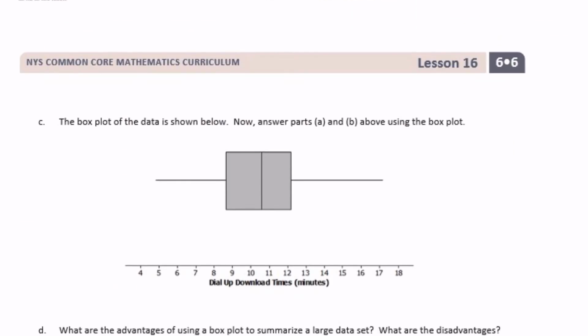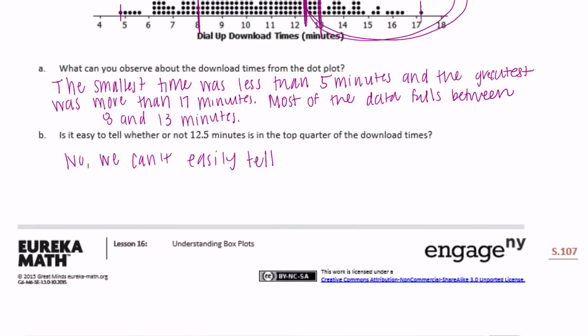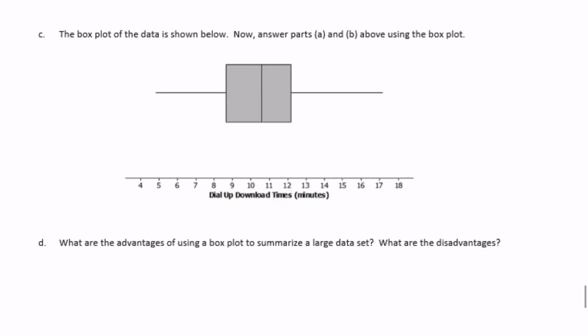C, the box plot of the data is shown below. Now they've given us the box plot. Now answer parts A and B above using the box plot. So what was A? What can you observe about the downloaded times? I noticed that the median is about 10.5. We can still see the minimum and the maximum, so that's not anything new. We can see that quartile 1 is at about 8.5, and quartile 3 is a little over 12, maybe 12.5 or 12. Let's just go with 12.